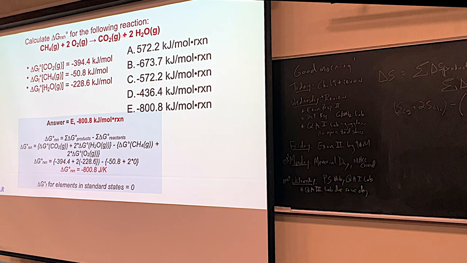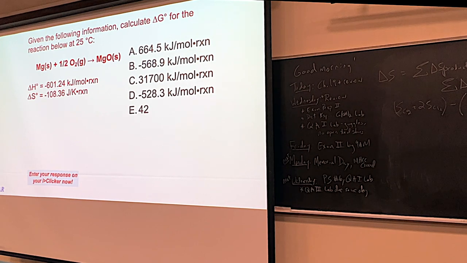Making CO2 and water is very spontaneous. It happens. All the combustion reactions we've talked about are very spontaneous. And this is what you use if you have natural gas on your stove valve. Right? It just goes like crazy. It's also bad because it creates CO2, but that's neither here nor there. Questions on this problem?